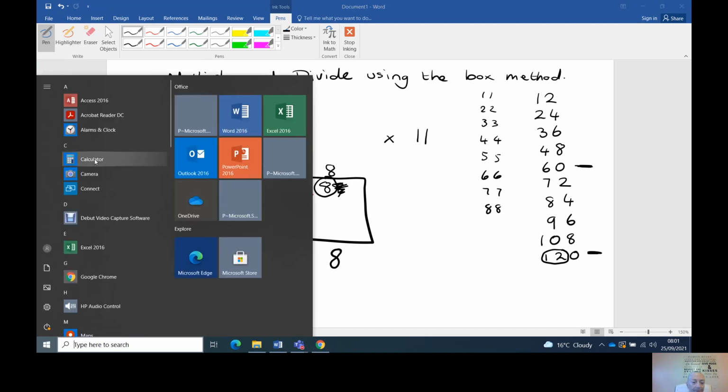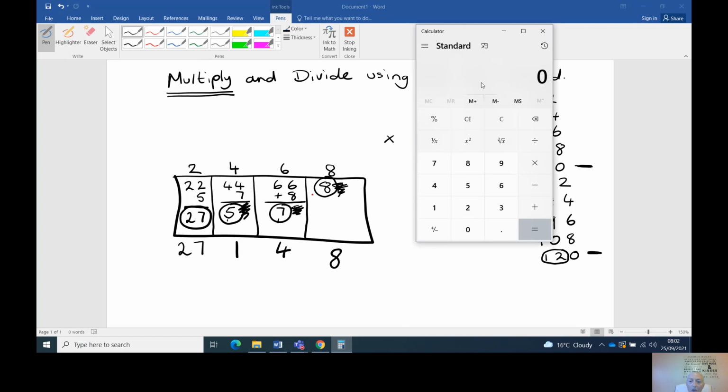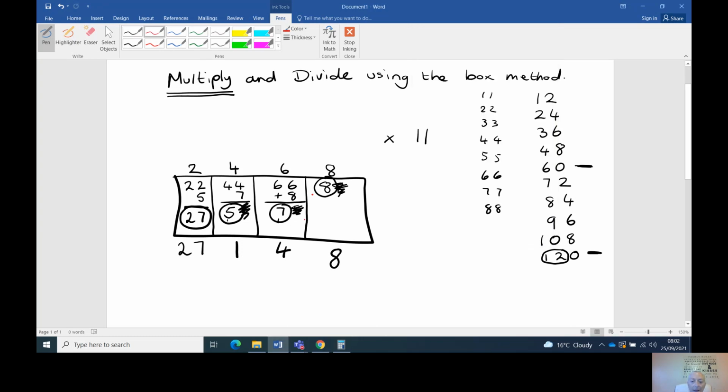Always check it. So there we go. So what did we have? 2 4 6 8 times by 11 equals 27148. I'm going to give myself a lovely smiley face. So practice that method, see how you go.